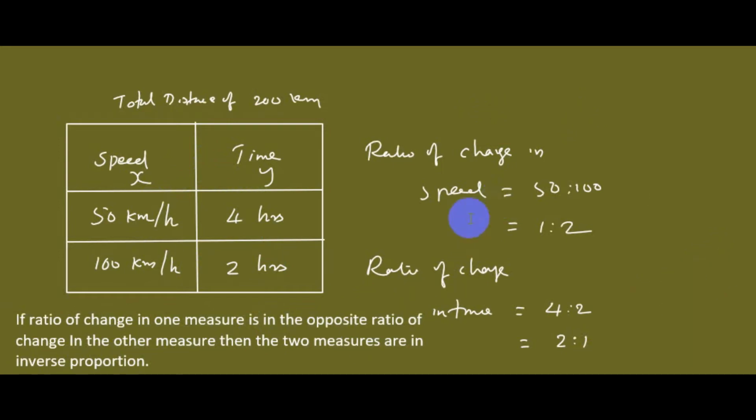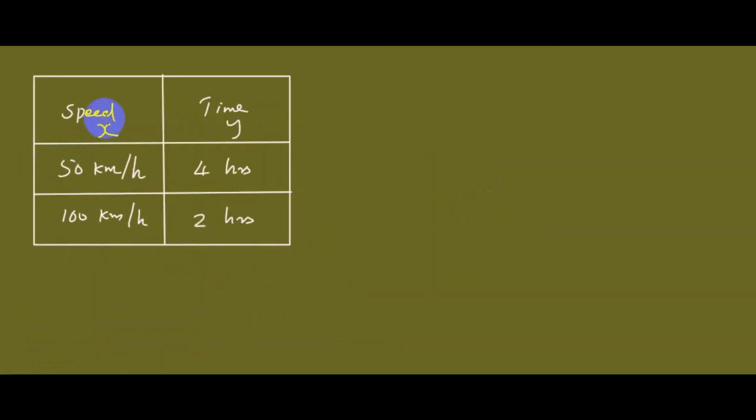Now, let us analyze this table again. The speed measure is denoted by x, and the time is denoted by y. The values under x, we will suppose x1, x2, x3, and the values under y, we will suppose y1, y2, like that. We know speed is always distance traveled divided by time. Therefore, distance will be speed into time.